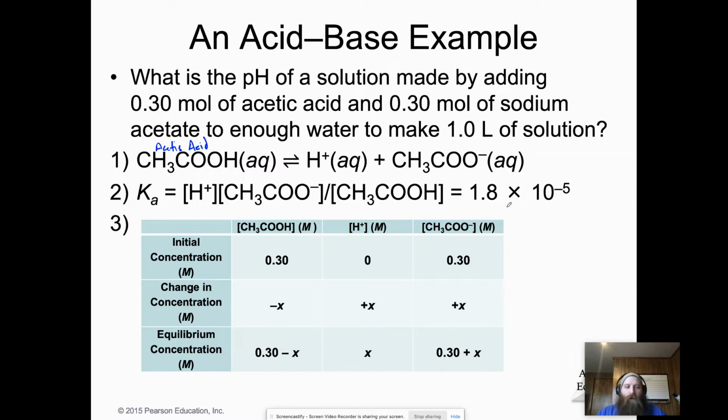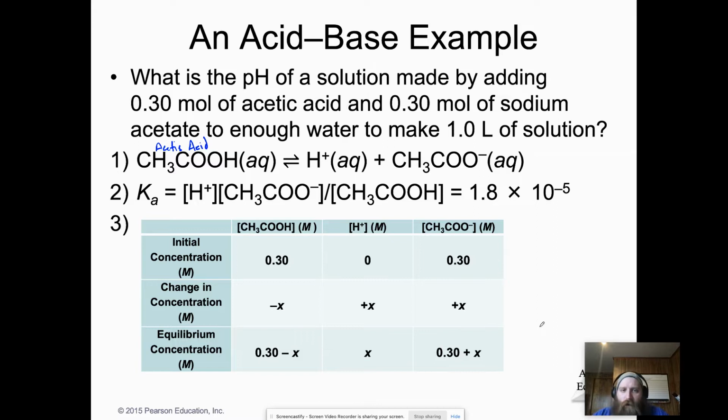We know by this point, right, in order to do an ice table, we need to write our equation, and then we need to write our expression, and then we need to fill in our ice table. And we know how to fill that in when we're starting at time equals 0 and all that other jazz, right? So we're using the X. We're going to use algebra to solve this. We've done this a couple times. So hopefully this screen makes sense.